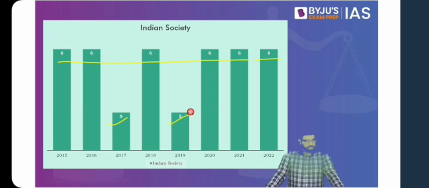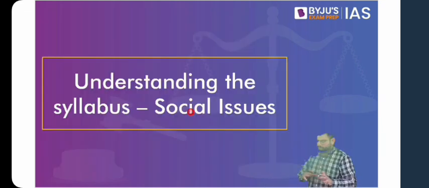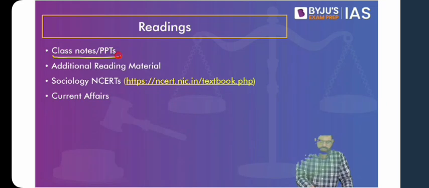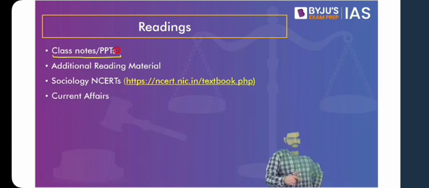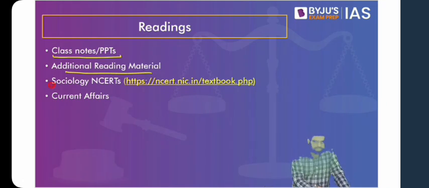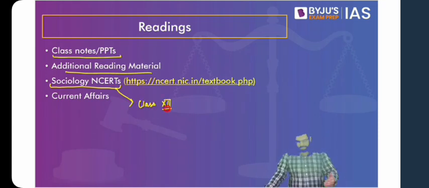Now, with respect to how we are going to understand the syllabus, the first thing that I would want you to know is your class notes and PPTs. The notes that you're going to prepare and the annotated PPTs that you have will be sufficient for your general understanding. Along with it, whatever frequently asked questions are there will be taken care of within your additional reading material that is being provided. Now, as far as books are concerned, you have to take up the sociology NCERTs for class 12. I have provided the link here in the PPT. And anyway, you can go on the internet and search.